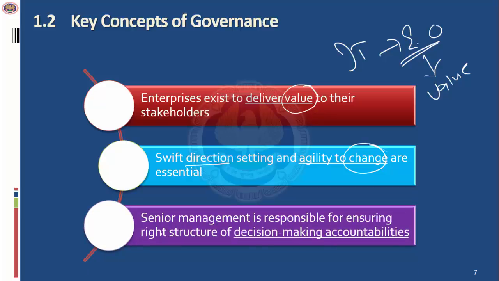And the distinction between governance and management is that governance is the fundamental responsibility of the board of directors. They are responsible for ensuring that they have the right structure of the decision-making accountabilities in terms of who is accountable, who is responsible, who should be informed in the perspective of the organization, especially pertaining to the business processes.